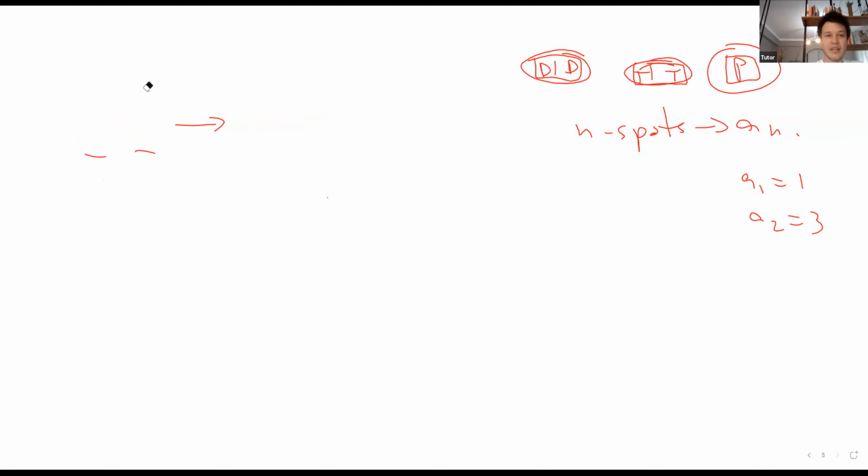So now, what if I had 3 spots? What if I wanted to compute this term, like A3? What is going to be A3? Well, think about it this way. You have 3 spots now, right? 1, 2, 3. Okay, so now what are the options?